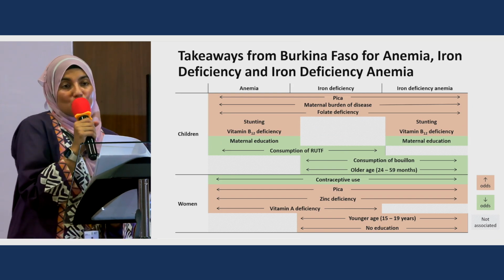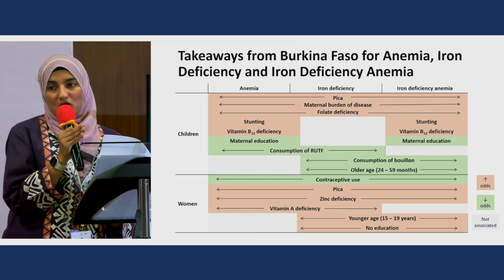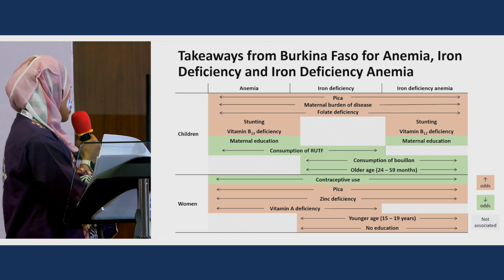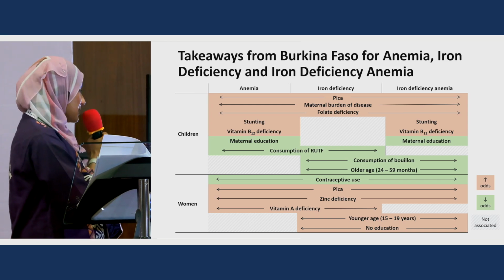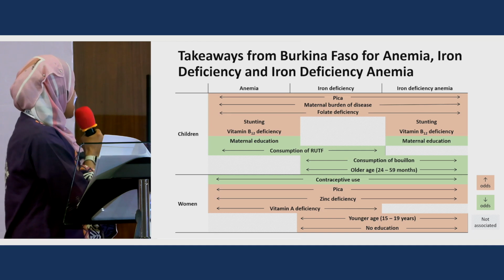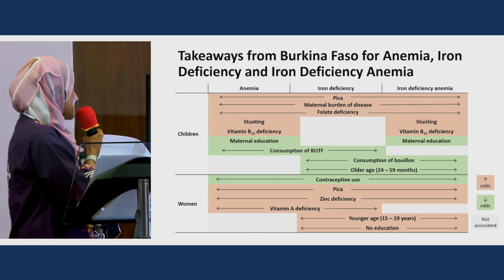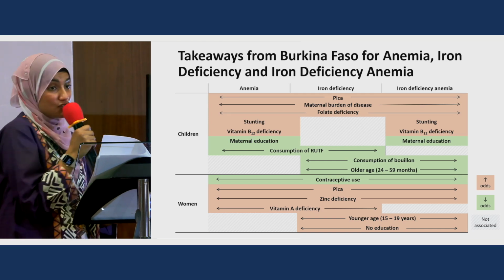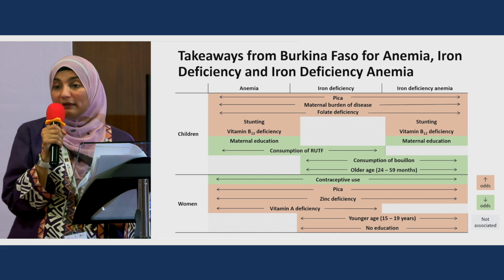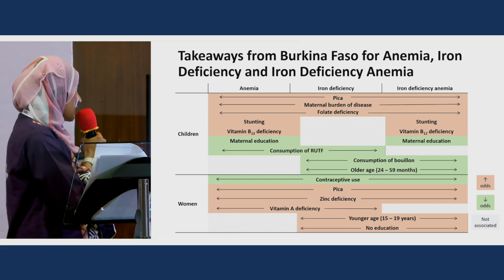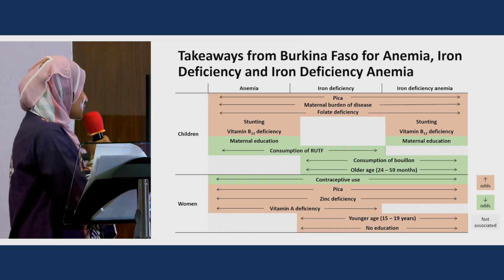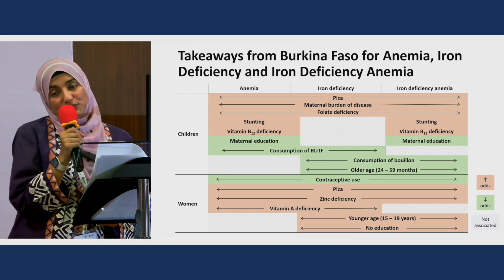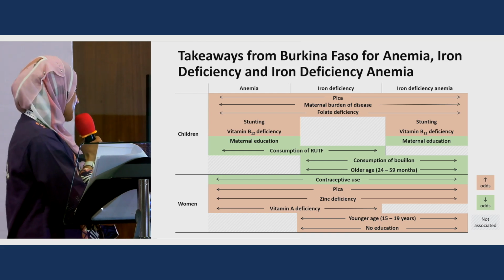So we then decided to look at all three outcomes across a single population group. The upper part of this slide shows the commonalities for children across the three outcomes. The main takeaway here is that, again, pica, the maternal burden of disease, as well as folate deficiency are associated with all three outcomes among children, whereas maternal education, consumption of ready-to-use therapeutic food, consumption of bouillon, and older age are associated with two of the outcomes that we looked at.